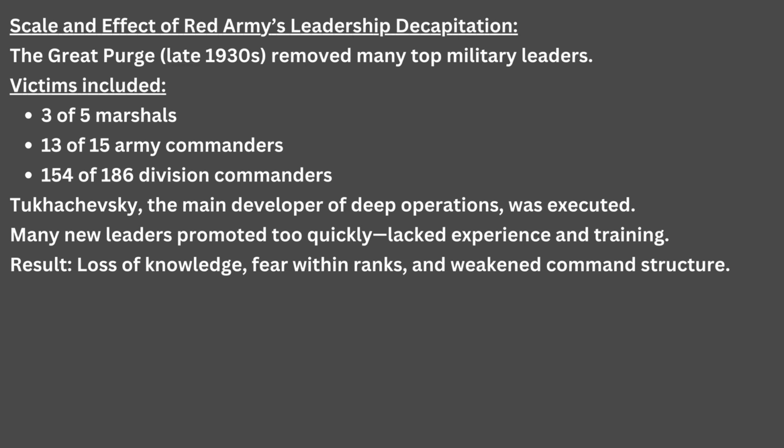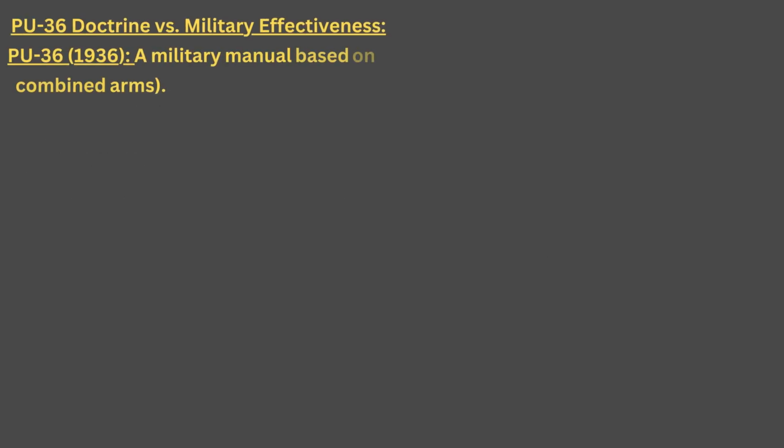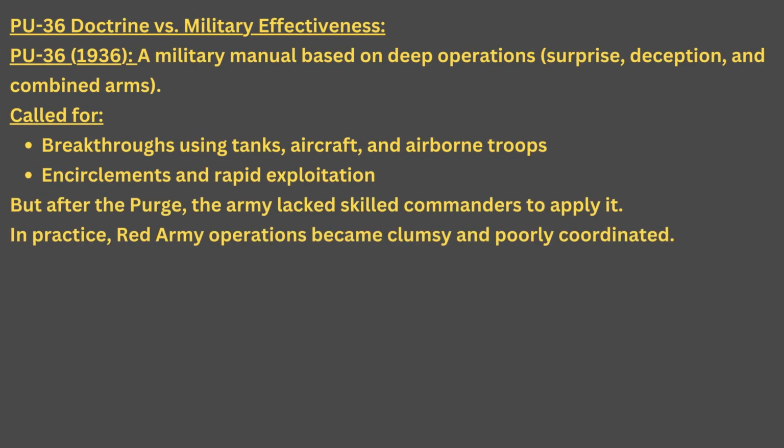Part 2. PU-36 doctrine versus military effectiveness. The PU-36 Manual, 1936, was a military doctrine based on deep operations. It called for surprise and deception, combined arms tactics using tanks, aircraft, and airborne troops, breakthroughs, encirclements, and rapid exploitation of enemy weaknesses. But here's the issue.